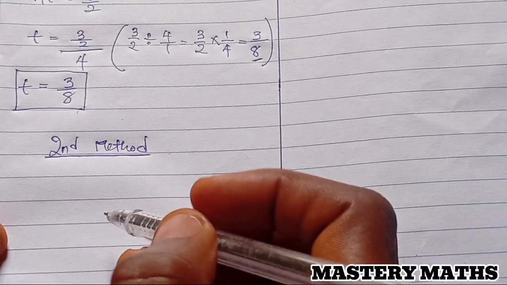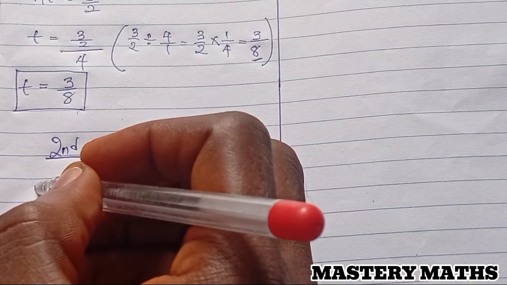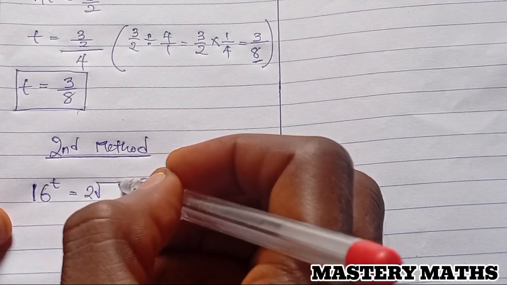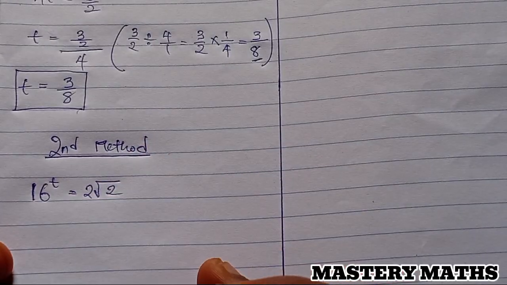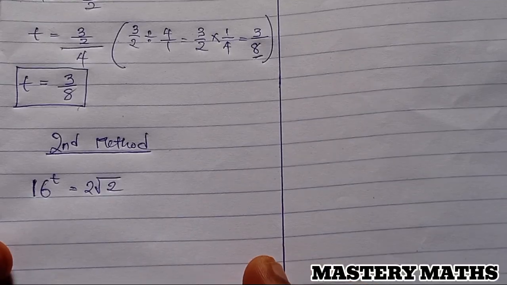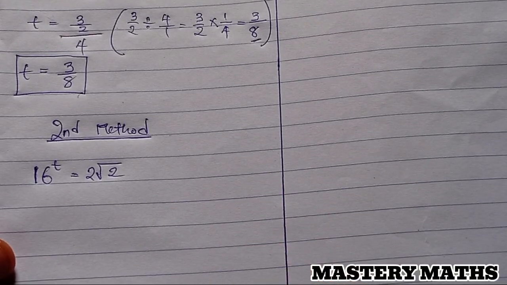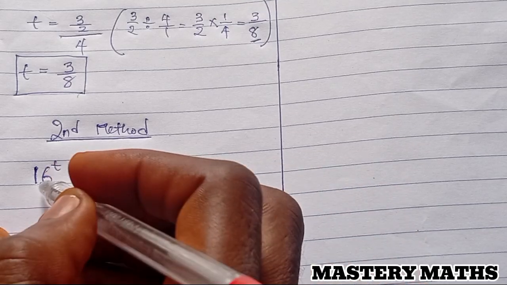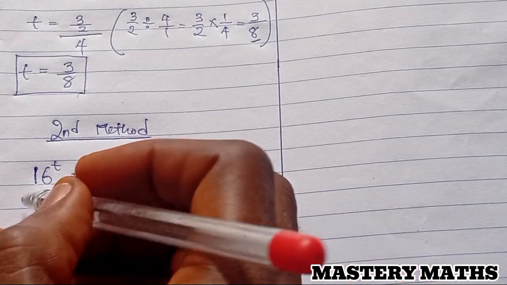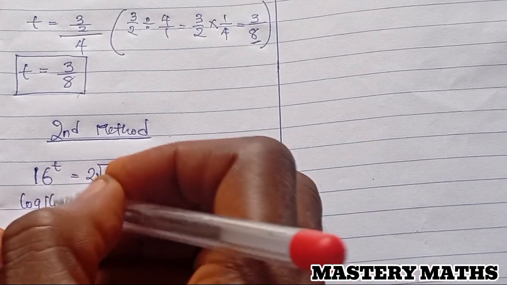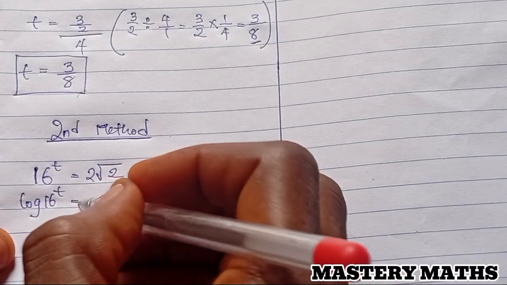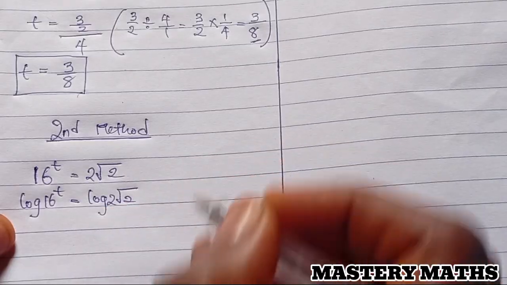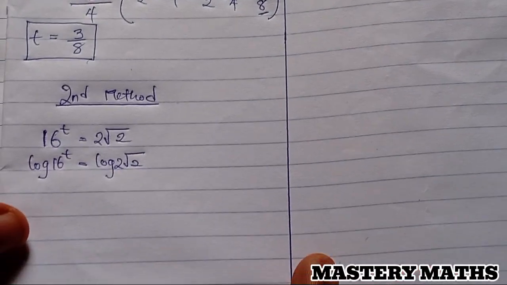Now, the second method. I'm going to repeat the same question, which is 16 raised to the power of t equals 2 raised to the power of 2. The second method we're using is the log rule. I'm going to find the log of both sides. In doing that, it will be log 16 raised to the power of t, which is equal to log 2 raised to the power of 2. Find the log of both sides.